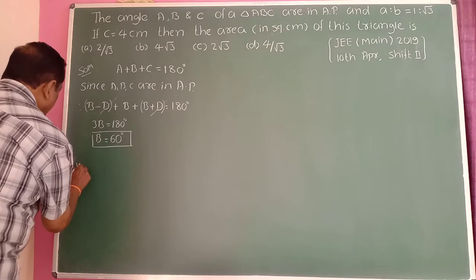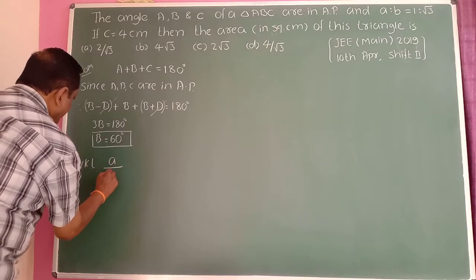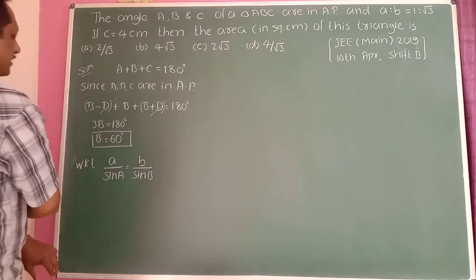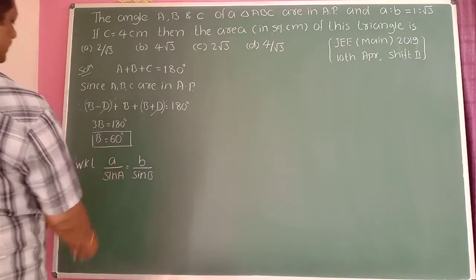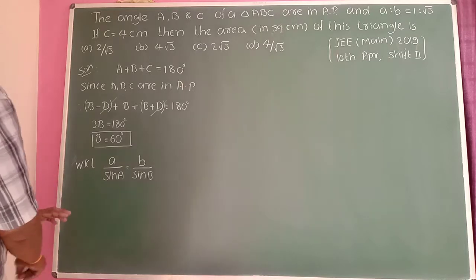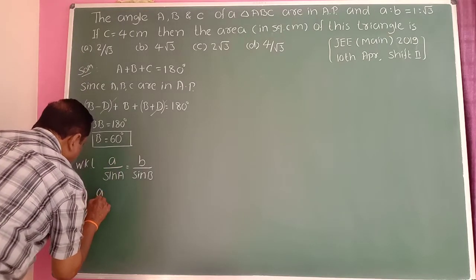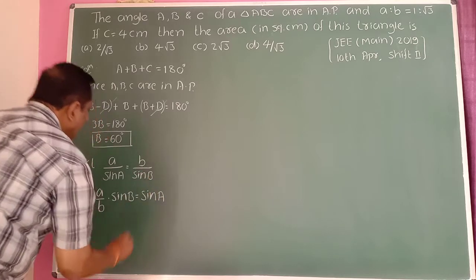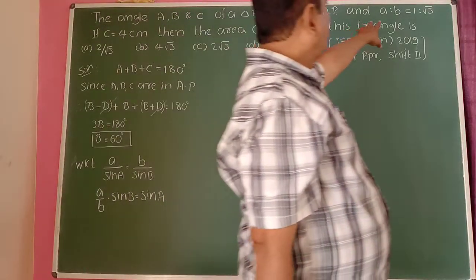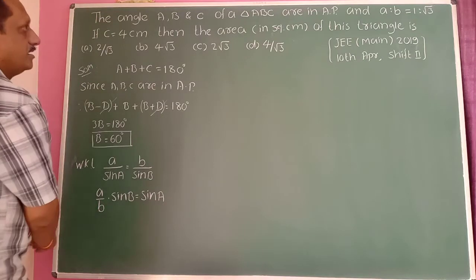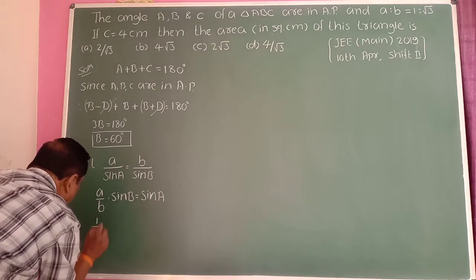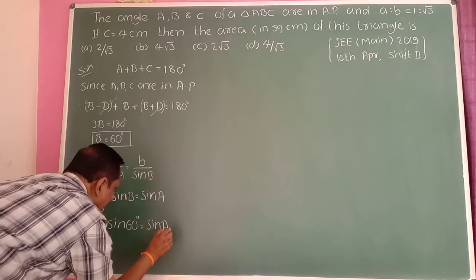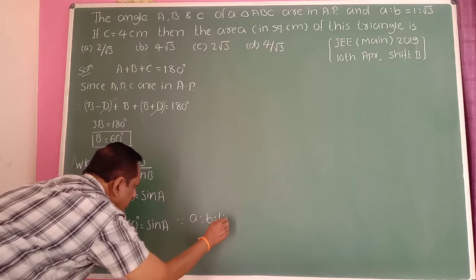Now the sine rule. We know that a divided by sine A is equal to b divided by sine B. Cross multiply: a upon b into sine of B is equal to sine A. They have already given a is to b is 1 is to root 3, therefore a upon b is 1 upon root 3, into sine of angle B, which is 60 degrees, equal to sine A.